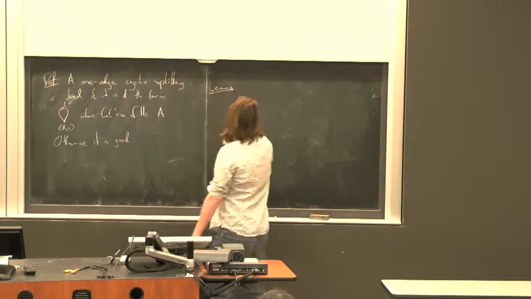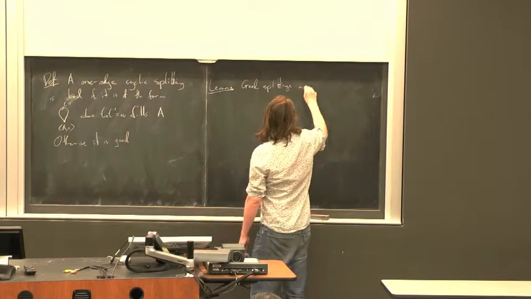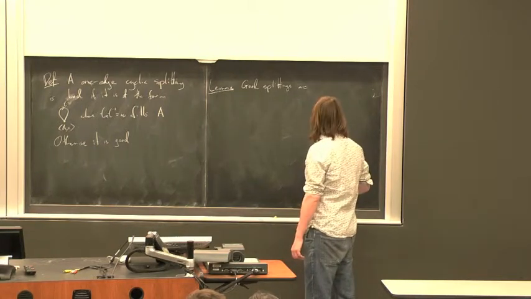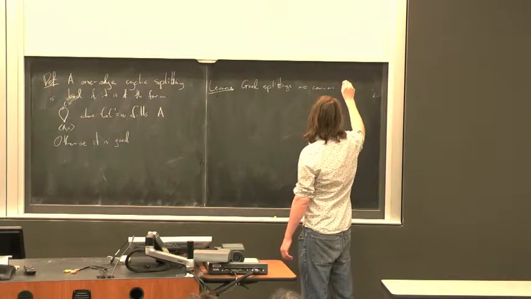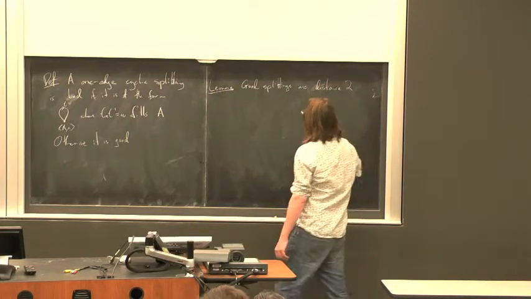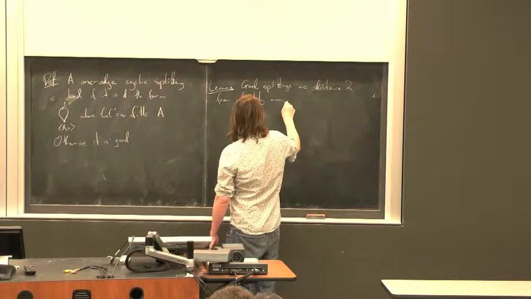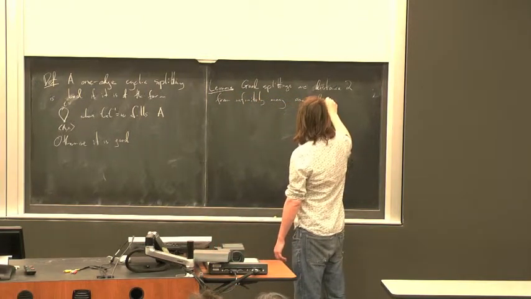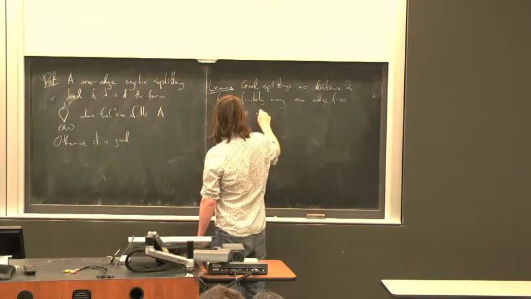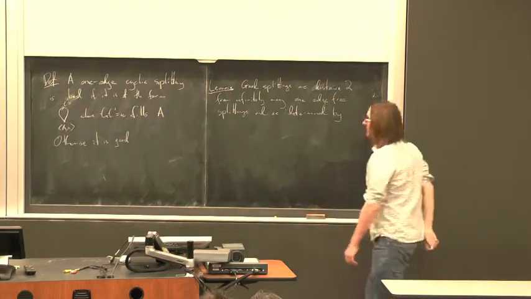So there are two lemmas. Good splittings are, adjacent is the wrong word, distance 2, that's the word I want. Distance 2 from infinitely many one-edge free splittings and are determined by these free splittings.